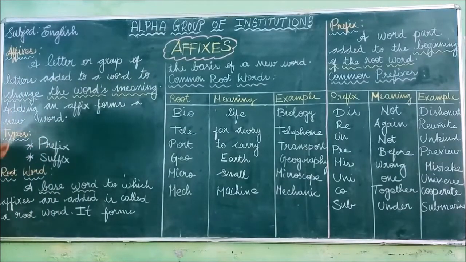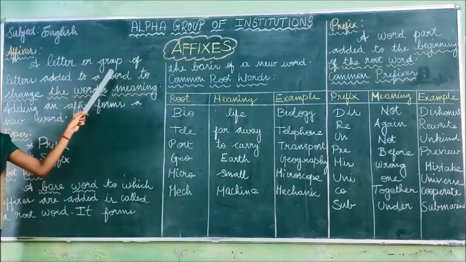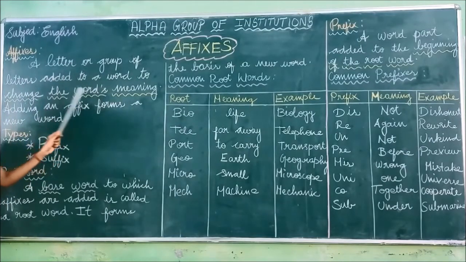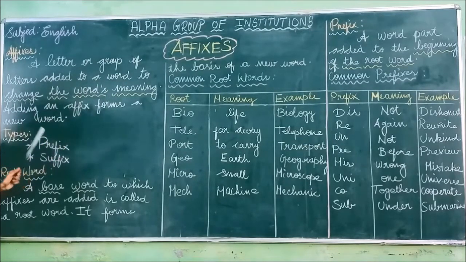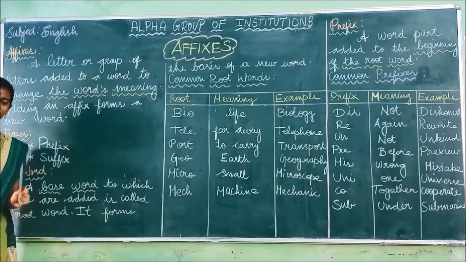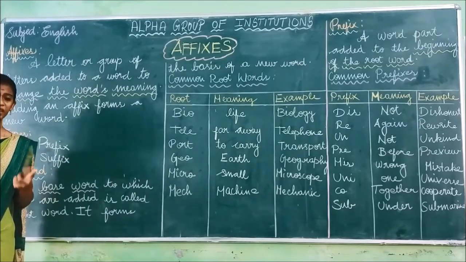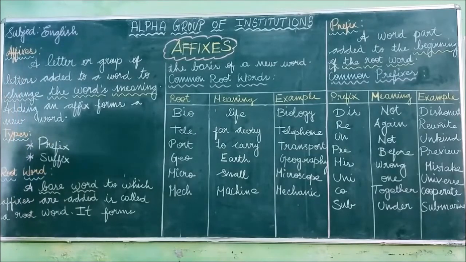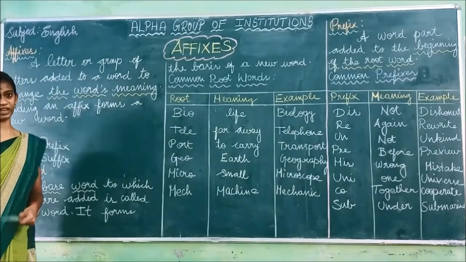Shall we read it once again? A letter or group of letters added to a word to change the word's meaning. Adding an affix forms a new word. So we have to add letters to a word, and that word has to give a new meaning. That is known as affixes. Have you understood? Now we are going to see the types of affixes.